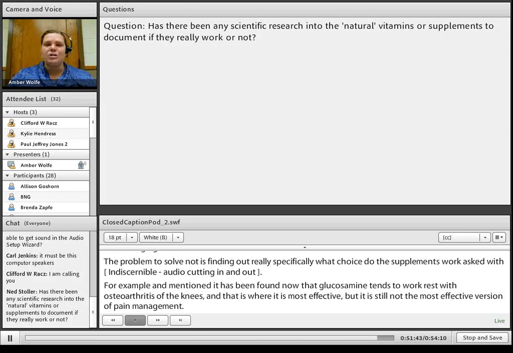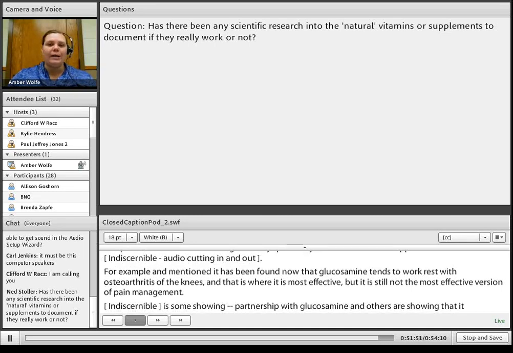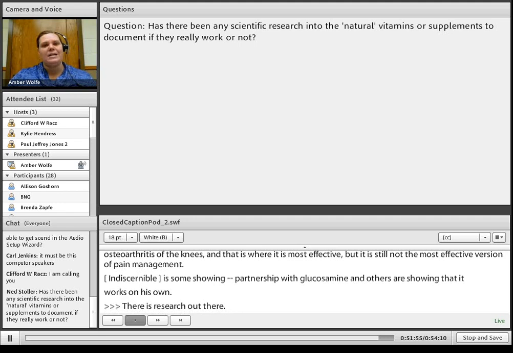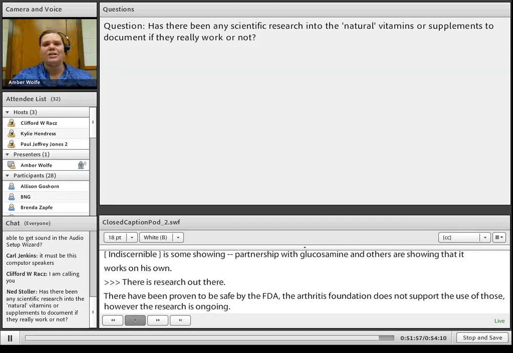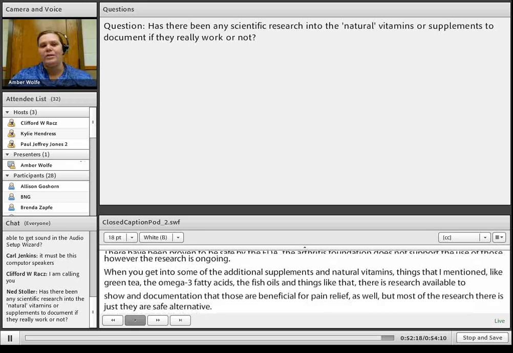So there is research out there. They have been proven to be safe by the FDA. The Arthritis Foundation does support the use of those. However, the research is still ongoing. Now, when you get into some of the additional supplements and natural vitamins, things that I mentioned like the green tea, the omega-3 fatty acids, the fish oils and things like that, there is research available to show that those are beneficial for pain relief as well. But most of the research there is just simply stating that they are a safe alternative. They're a natural method that has been shown to relieve pain in certain cases, but it's certainly not going to be a permanent fix for any type of severe pain related to arthritis.